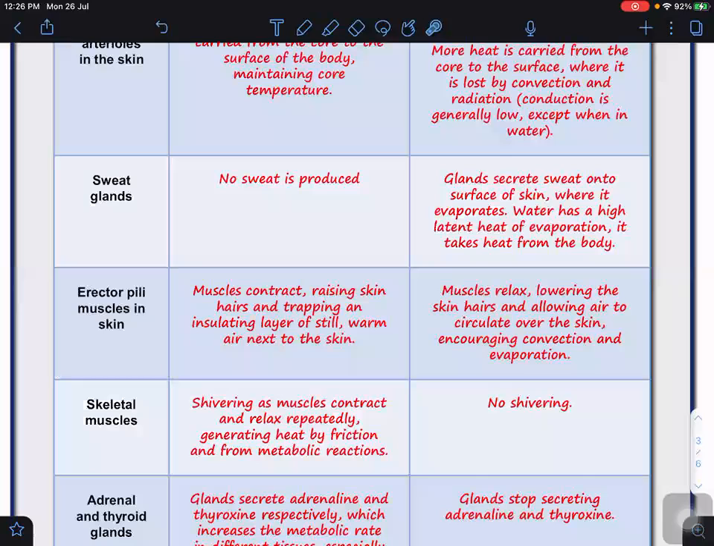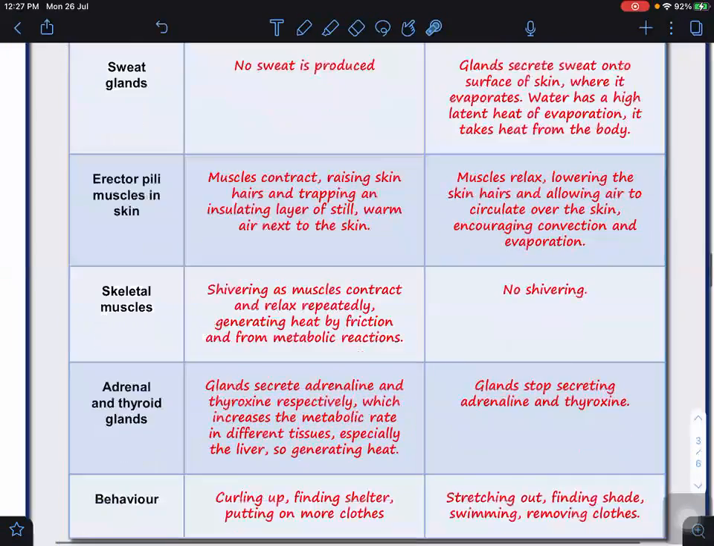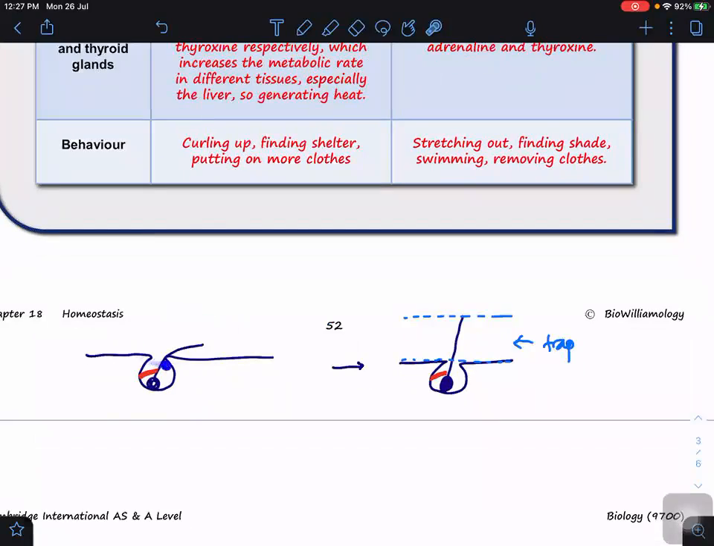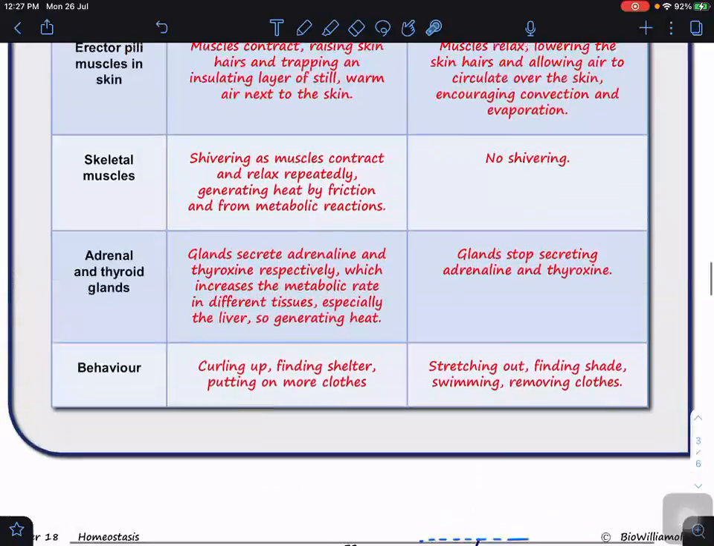But if our core body temperature is high, where we want to release more heat energy, then this erector pili muscle relaxes, lowering the skin hair and allowing the air to circulate over the skin. So when the hair is lowered down already, it won't trap a layer of air. Can you see that? What will happen here is the air will be able to remove the warm air. So the circulation of the air allows the air to carry away the heat energy. Okay.